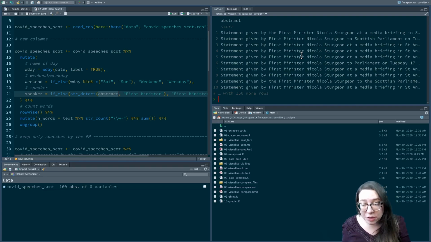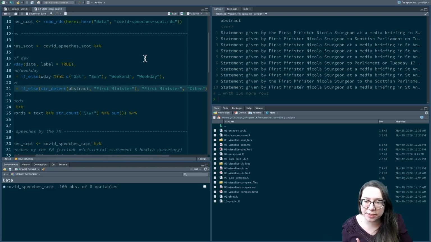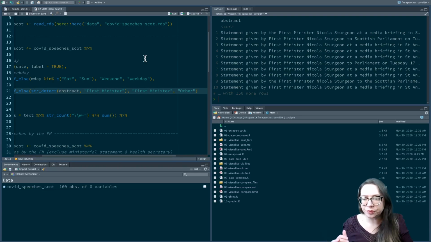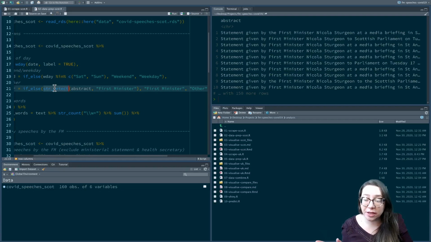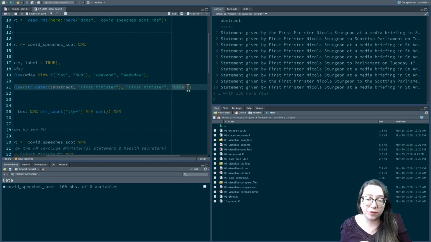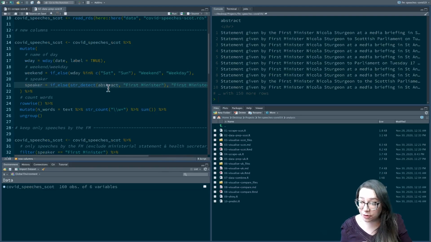So what we're going to do is create another variable called speaker as well, and we are just going to limit our observations to First Minister speeches here. We can see if we can detect the character string First Minister in the abstract column. If yes, then we're going to label the speaker as First Minister. If no, we're going to label it as other.